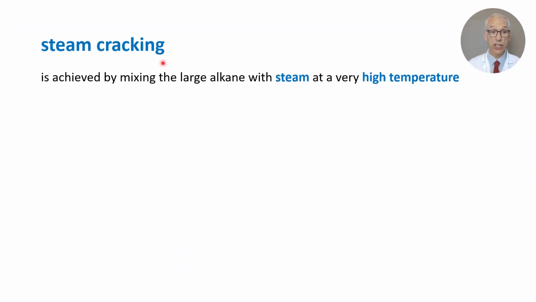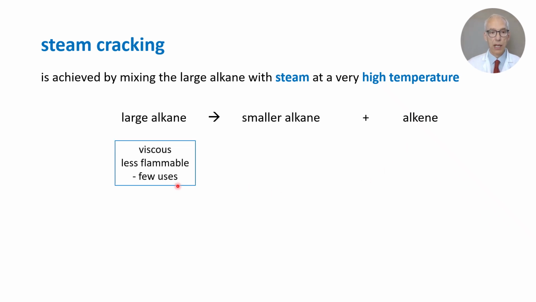The industrial alternative is steam cracking. So you mix the large alkane with steam at a very high temperature. The large alkane is cracked into a smaller alkane and an alkene or alkenes. The large alkane, you will remember from the hydrocarbon chemistry of the alkanes, is viscous and less flammable and has few uses. Therefore, there is a low demand for the large alkane. That is, its price on the market is quite low.